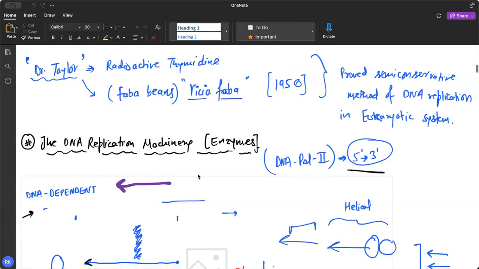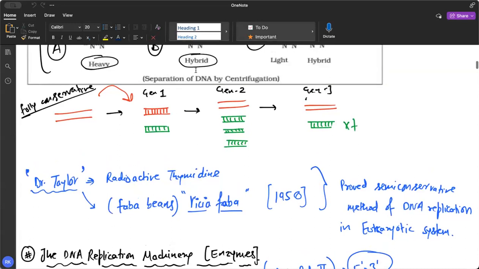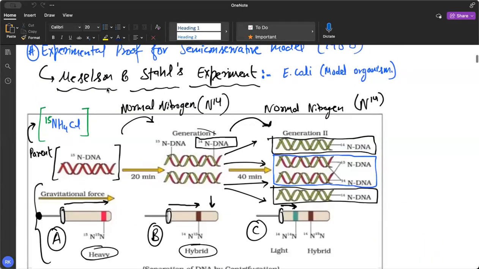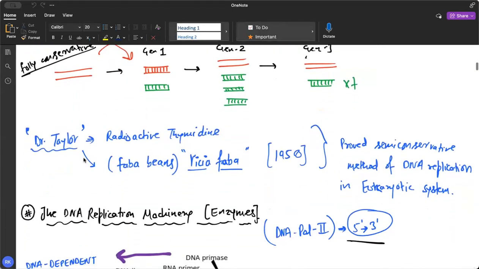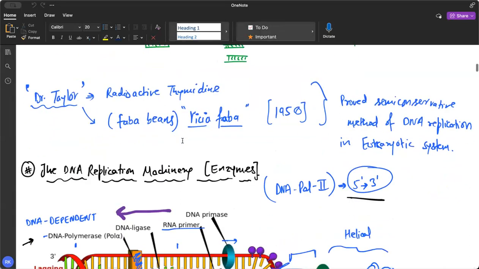And similar kinds of experiments were then done and proven by Dr. Taylor, and he used radioactive thymidine. So remember, Meselson and Stahl used just heavy nitrogen, and you can do a similar kind of experiment. He did it in faba beans using radioactive thymidine.